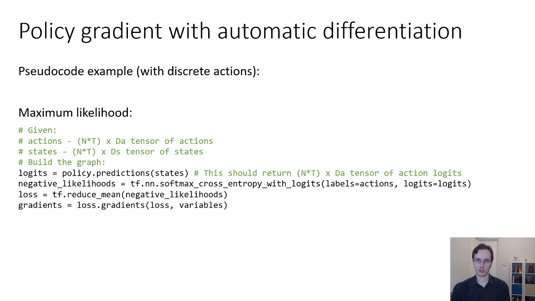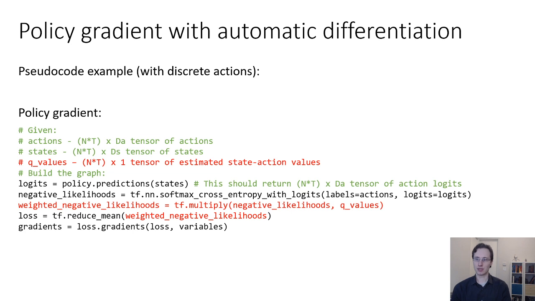So the first line, logits equals policy.predictions(states), simply asks the policy network to make predictions for those states, basically output the logits over the actions. This is a discrete action example. Then the second line, negative likelihoods, basically uses the softmax cross-entropy function to produce likelihoods for all the actions. And then we do a mean reduce on those and calculate their gradients. So this will give you the gradient of the likelihood. This is what you do for supervised learning.